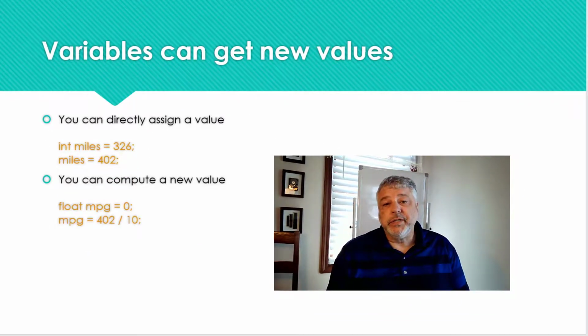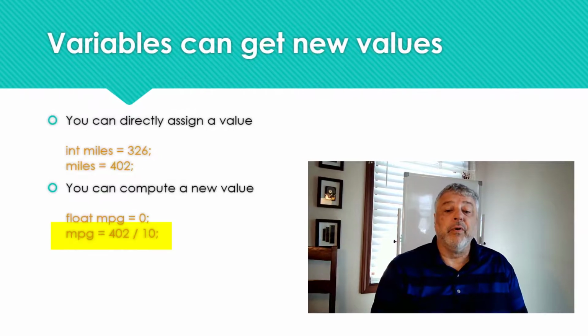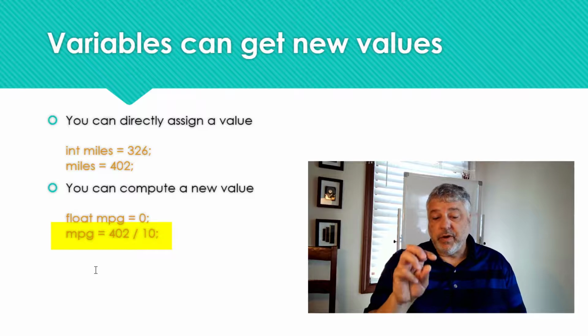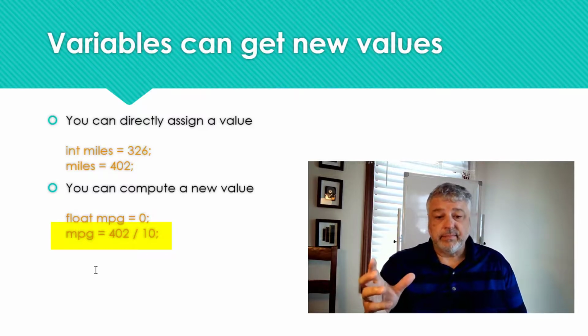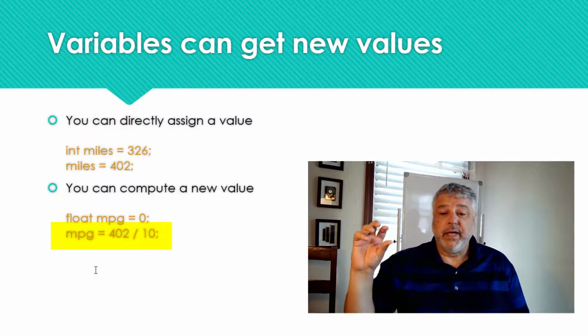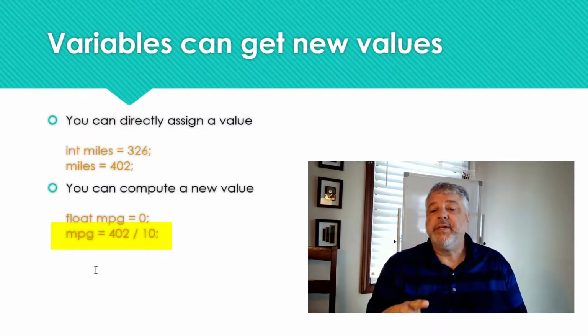We can also use an equation to compute a new value for a variable. Here you can see that I'm putting the value 402 divided by 10 into MPG. The computer will take 402, divide it by 10, get the answer, and then the equal sign says make the thing on the left equal to what's on the right.